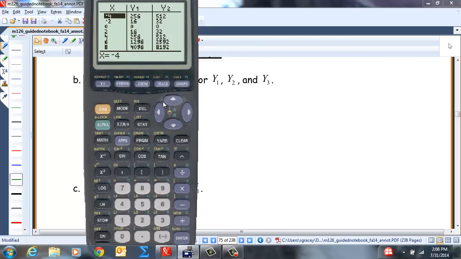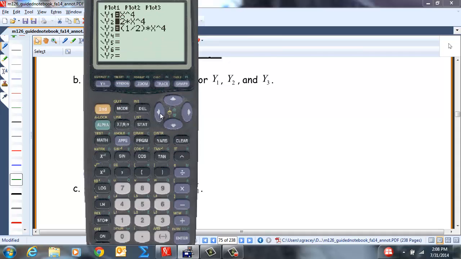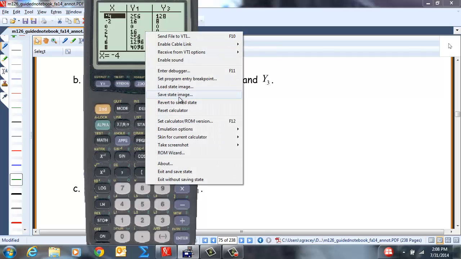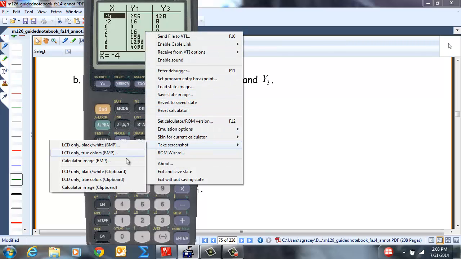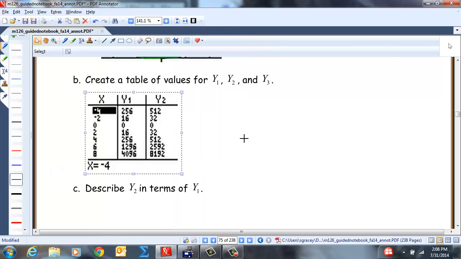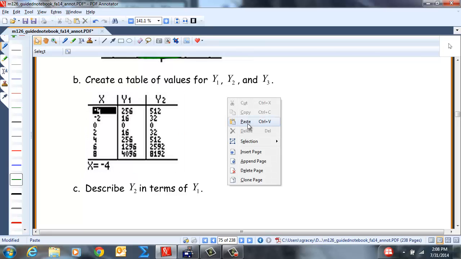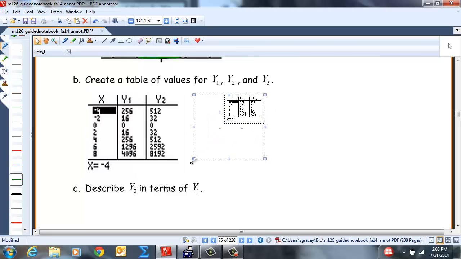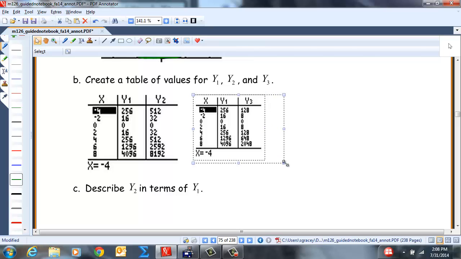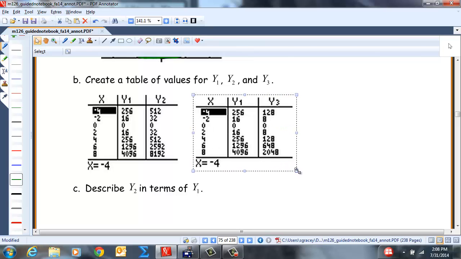And then if we go to our y equals and look at just y1 and y3, now if you take a look, you'll see that each of the y values from the original y is x to the 4th has been multiplied by 1/2, or divided by 2.